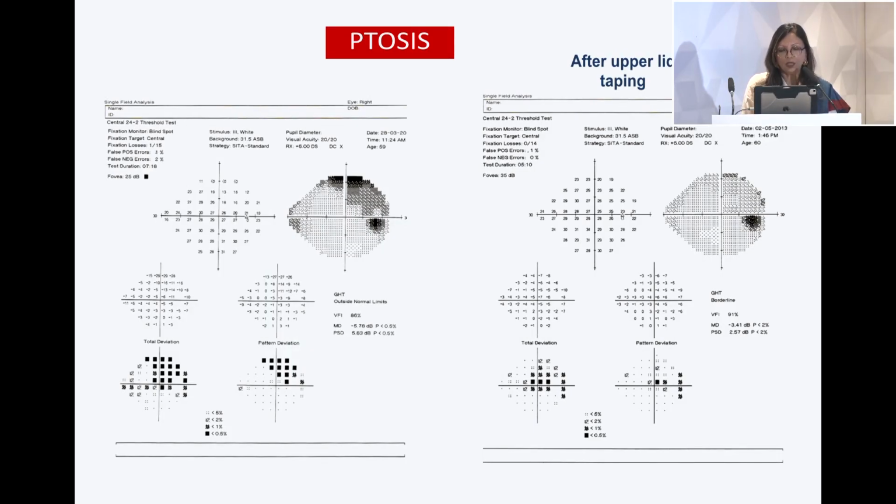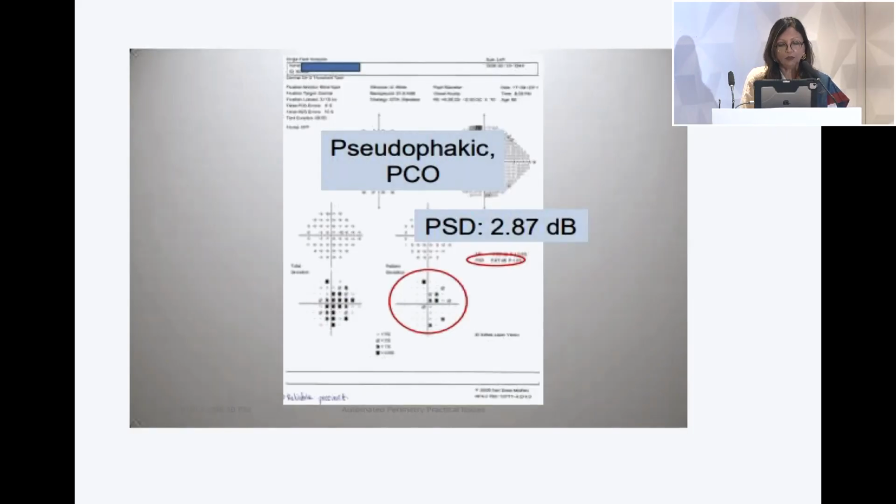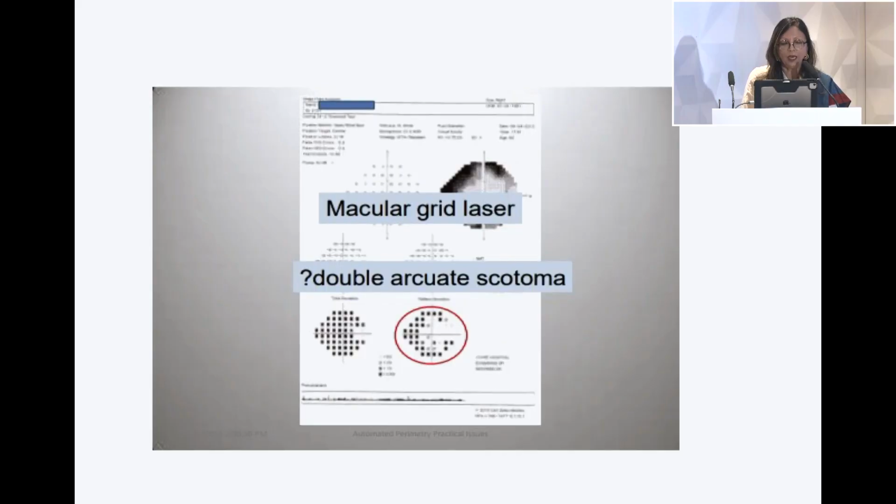Ptosis, when you have ptosis in a patient, you need to be careful. See, the first field we did was this, and then we taped up the upper lid, and this is what we got, the field. So very different. That's the pattern deviation that I'm pointing at, which we look at in glaucoma. So pseudophakic PCO, in that you might get something like this, a paracentral scotoma. And macular grid laser, you need to be aware of what's there in the posterior segment, or you might get something like this, which resembles a double arcuate scotoma.